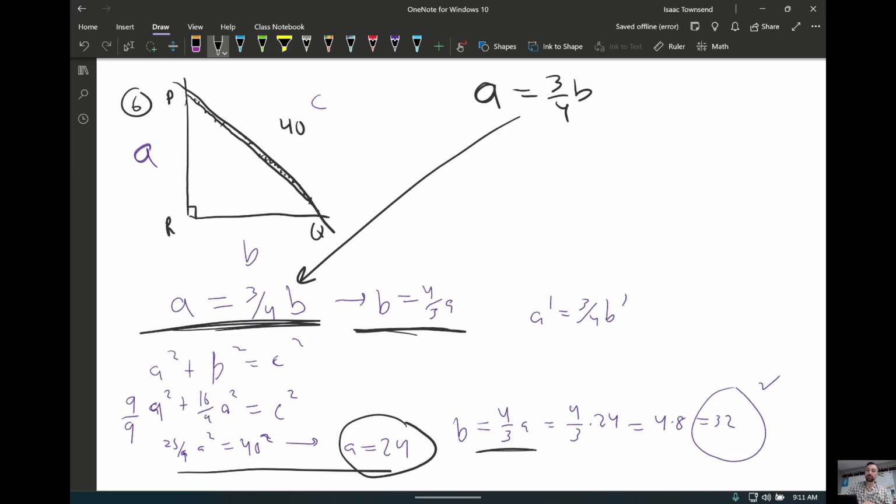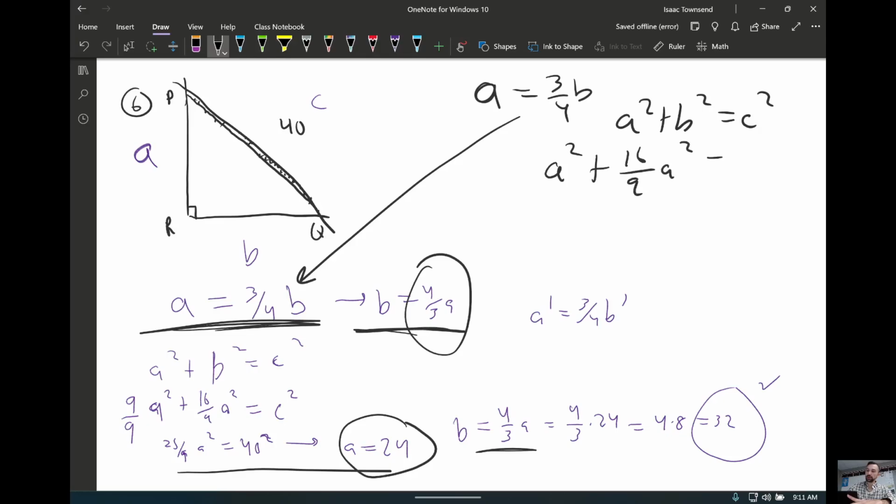I solved that for what B is equal to, and I plugged this back into the Pythagorean theorem. If this is A squared plus B squared equals C squared, here's A. Instead of saying B squared, I could say this stuff squared. So that would be 16/9 A squared. And in place of C, we could put 40, because we knew that. That gave us an equation that we could solve for A. So I did that right here. A is 24. And then once you know A is 24, you can plug it back into this and solve for B and find that length, which is 32.